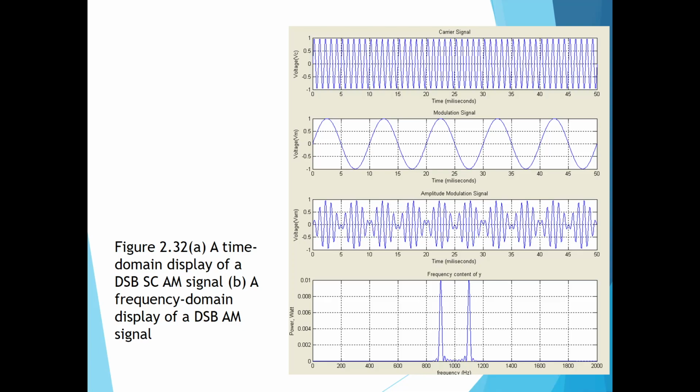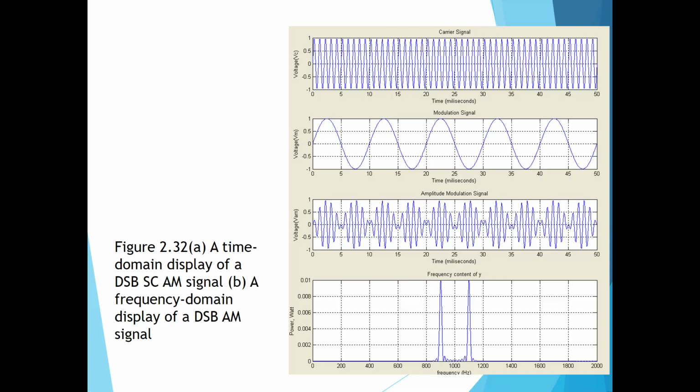So this is the double sideband suppressed carrier waveform, and this is the power. This is the spectrum, frequency spectrum. So you see that there's no carrier component. The carrier component has been suppressed. Okay, and we only have the LSB and also the USB. Okay, we only have these two.